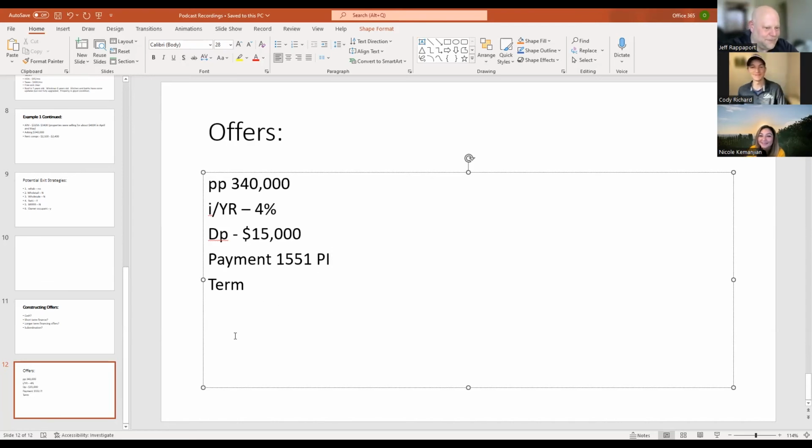And what kind of term would you look at? Well, a short term we said didn't make sense, meaning anything less than 5 years. If you were writing the offer, what would you feel comfortable with, just as a starting point? We can always pivot. 7, let's say. All right, 7.